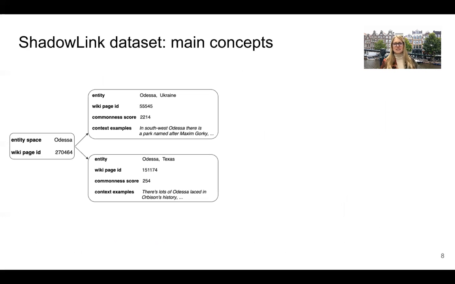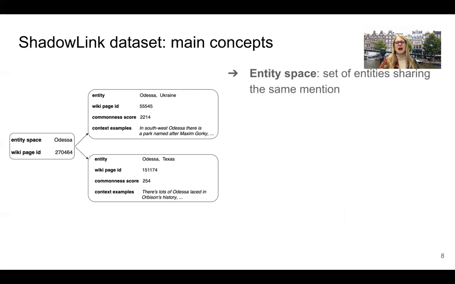So what is inside the new dataset? First of all, let's start with some basic concepts that we need. The first of them is entity space. This is a set of entities sharing the same entity mention. So the set of entities that can be confused with each other. And a good way to get these entity spaces is to look at Wikipedia disambiguation pages. For example, Odessa may refer to Odessa, the city in Ukraine, Odessa, the city in Texas, possibly some other things. And this is how we look at the entities that belong to the same entity space.